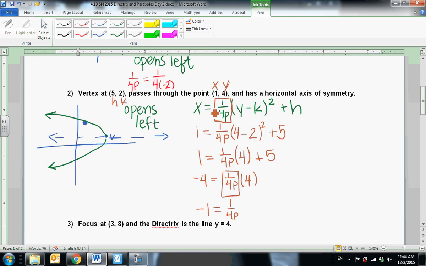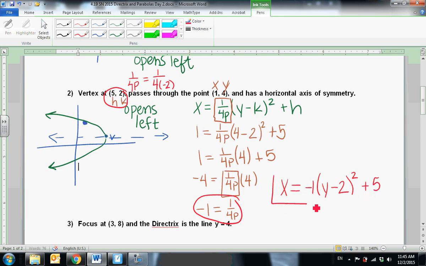Everyone okay with that? All right, so let's write our equation. We have our vertex, and we have 1 over 4p. So that's enough, right? X equals, what's 1 over 4p? Negative 1 times y minus k is 2 squared plus 5. Questions?